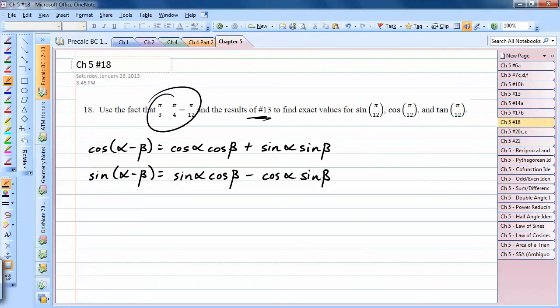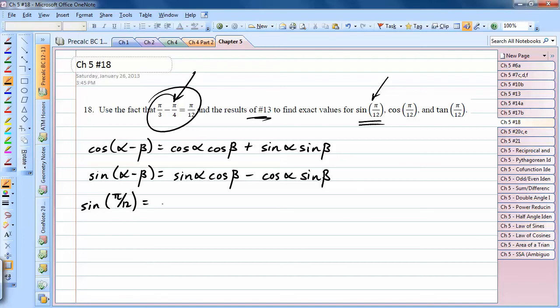Okay, so what we need now is sine of pi over 12, and pi over 12 is not one of those special angles that we've ever looked at before. But because of this, we do know all the pi over 3 and all the pi over 4 values when you plug them into the trig functions. So we can end up figuring out pi over 12 by using these difference formulas. So let's do sine of pi over 12 first.